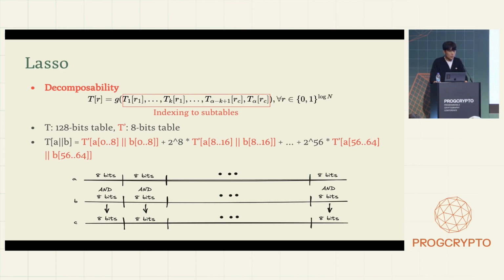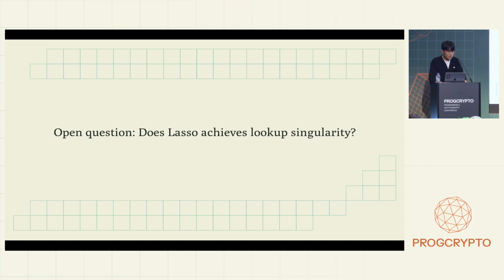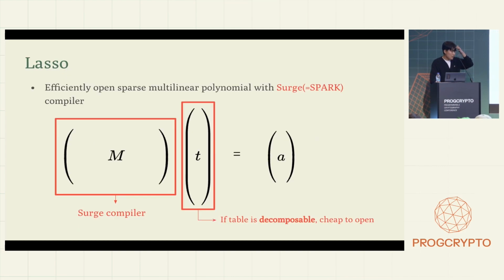This idea, that the table can be decomposed in this sense, makes Lasso a very efficient tool. They use the fact that if matrix M is sparse, then we can efficiently handle this. And also, if the table is decomposable, T is very cheap to open. So Lasso achieves a proving cost that is almost linear in the number of lookups.